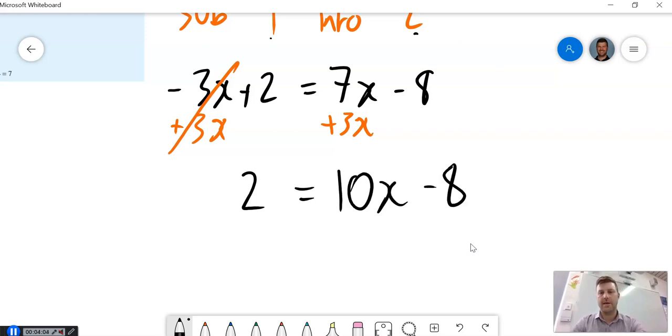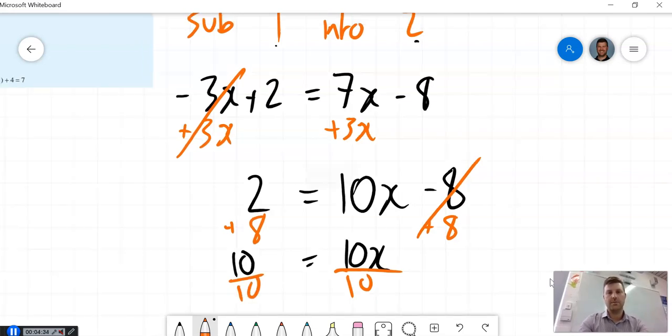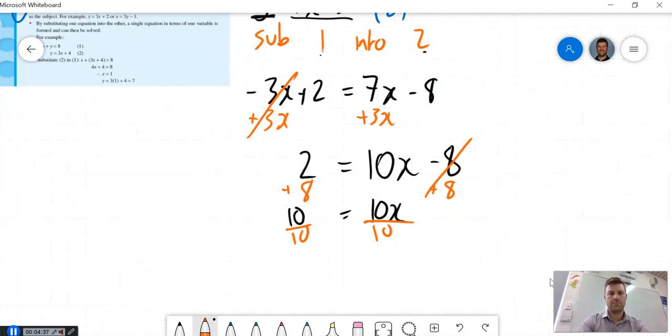10x minus 8. Okay, to isolate x, next step is to remove the 8, so add 8 to both sides. Okay, and then left with 10 equals 10x. To remove the 10, the operation between the 10 and the x here is multiplication, so the opposite of that is to divide. So I divide by 10 on both sides. And zoom out a little bit. 10 divided by 10 is 1.